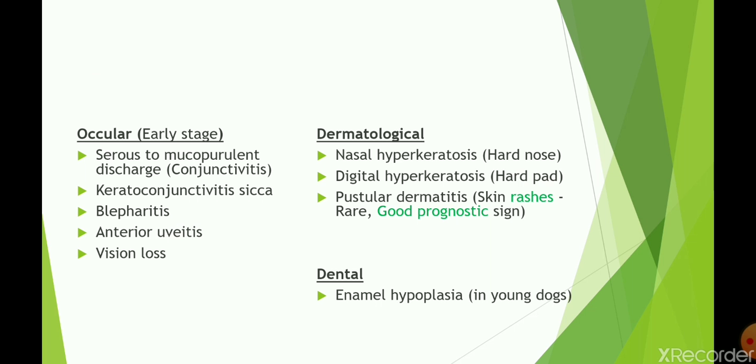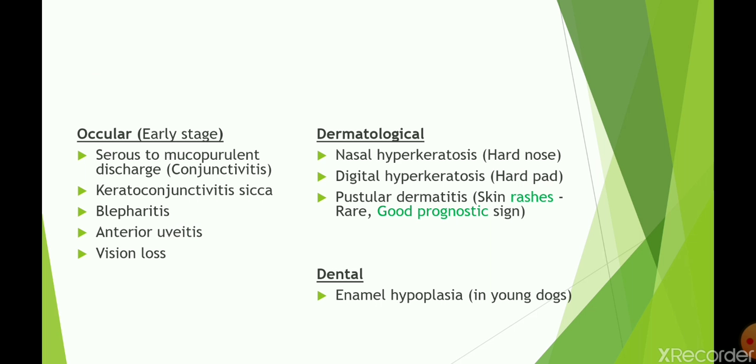Then there will be blepharitis, meaning inflammation of the eyelid. There will be anterior uveitis, meaning inflammation of the iris, which is the anterior part of the uvea. Then there will be vision loss. This is mainly a complication of optic neuritis.